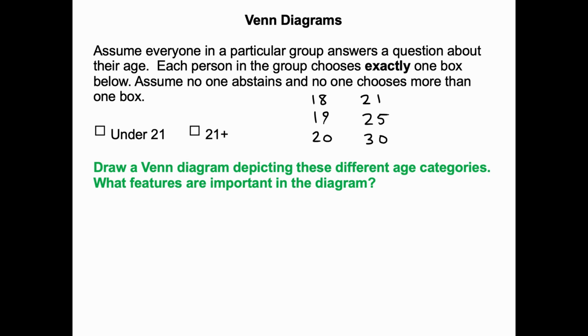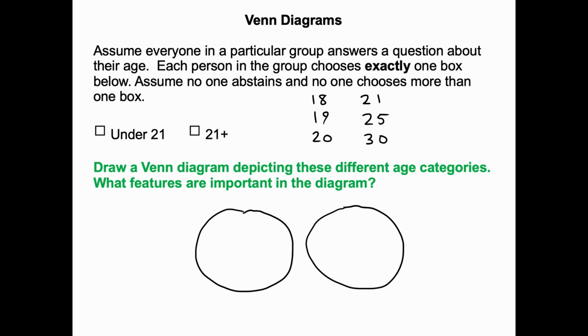In this situation, we don't want the bubbles to be nested like they were in my previous Venn diagram. We want them to be separate bubbles. Let's label the bubbles. Now we can place each person into the category and set that they belong to. The 18-year-old belongs in the under 21 bubble. So does the 19-year-old and the 20-year-old. In the 21 plus bubble, we'll have the 21-year-old, 25-year-old, and the 30-year-old.